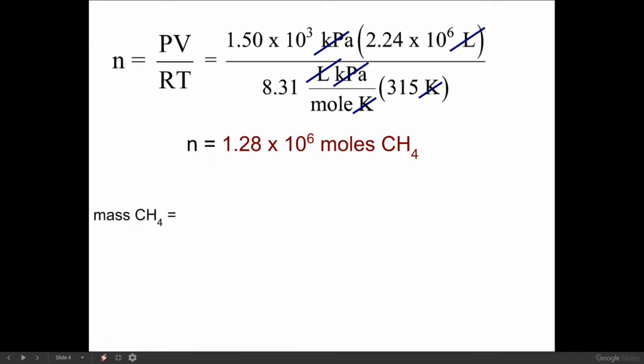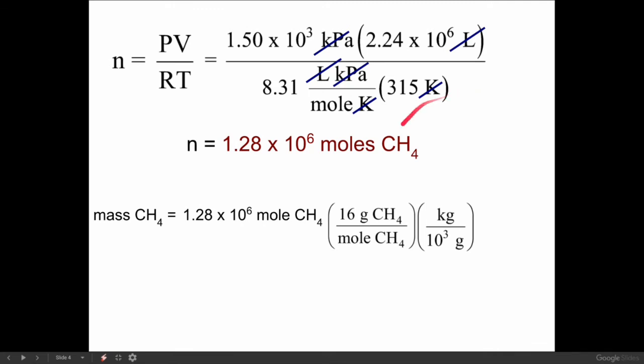Well, let's convert this to mass. What we can do is we take the moles, whatever unit's on top, put it on the bottom. So parenthesis, fraction bar, moles CH4, methane. The molar mass, 12 plus 4, is 16 grams. And since the question wanted it in kilograms, 1,000 grams divides into 1 kilogram. And our answer will be 2.05 times 10 to the 4 kilograms methane.